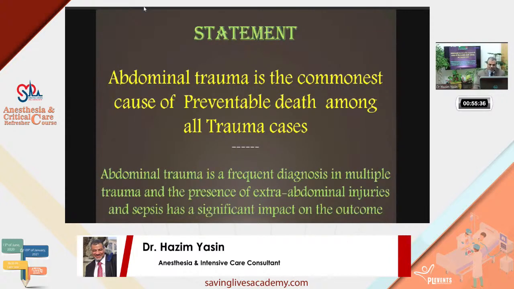The statement of this chapter, it's a great chapter. Management of trauma patient is a great chapter. The statement of this chapter about abdominal and pelvic trauma is that it is the commonest cause of preventable death among all trauma cases. And abdominal trauma really is a frequent event in multiple traumatized patients in the presence of extra-abdominal injuries, and sepsis has a significant impact on the outcome.